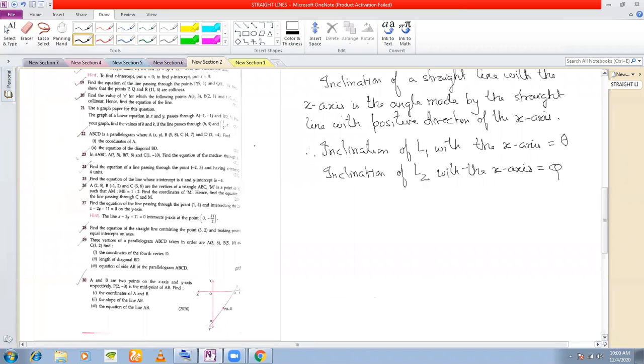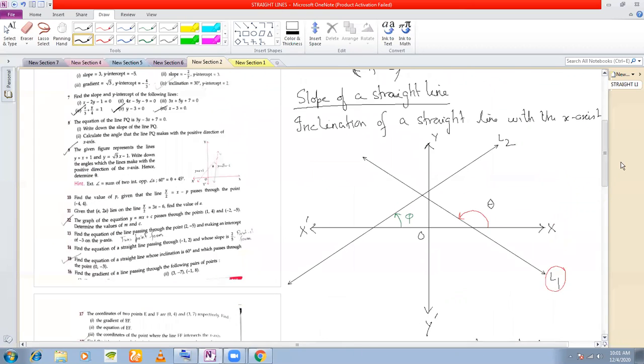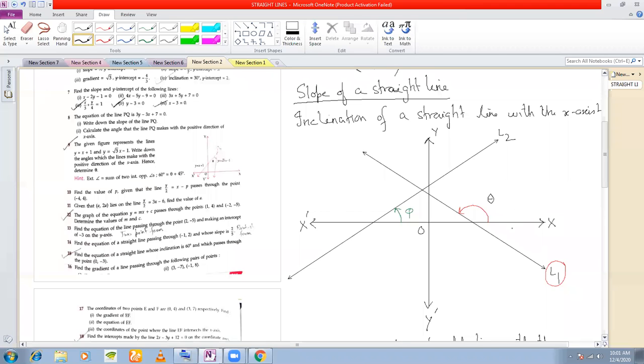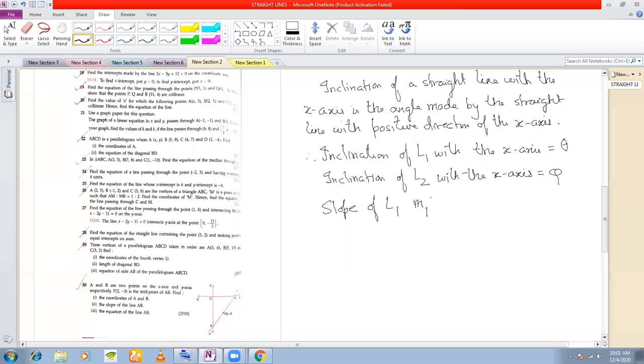If you know inclination, then slope is very easy. What can we say about the slope of the line L1? We denote the slope as m. If I call the slope of L1 as m1, then m1 is nothing but the tan of the inclination. That is, this angle theta, you take the tangent of this angle, tan theta.